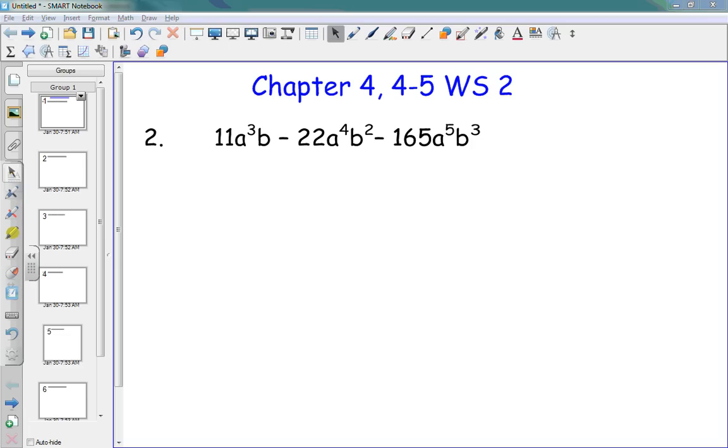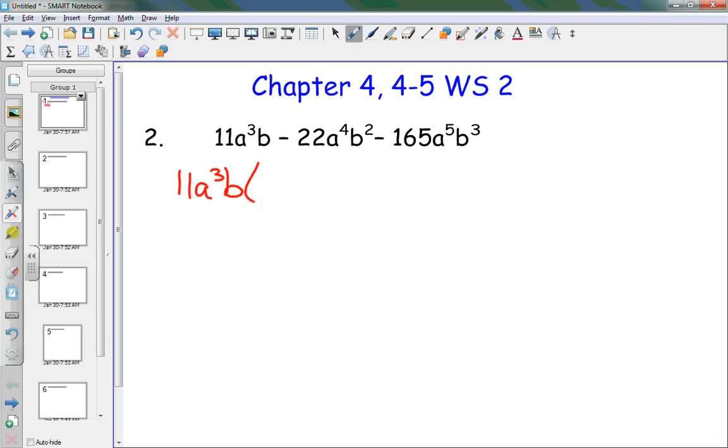Step 1. Do I have a GCF? Yeah, I have 11, A cubed, B. I need to pull out an 11, an A cubed, and a B. So if I pull that out, this is where every single person in here goes astray. When you factor something out, what operation are you doing? You're doing division, right?